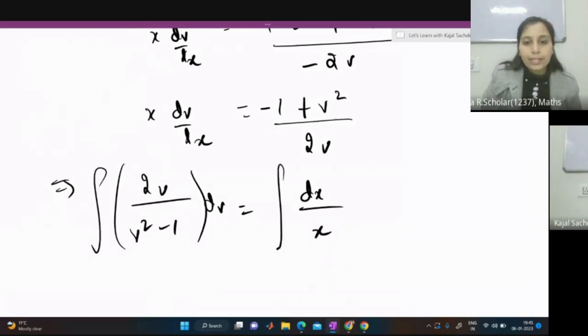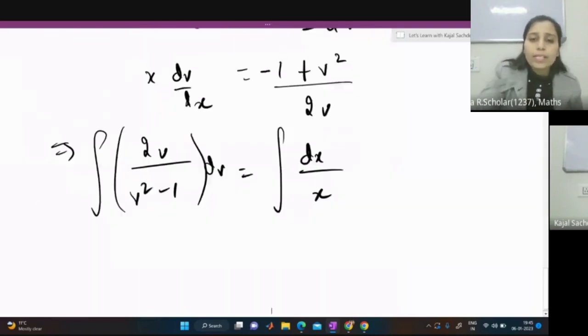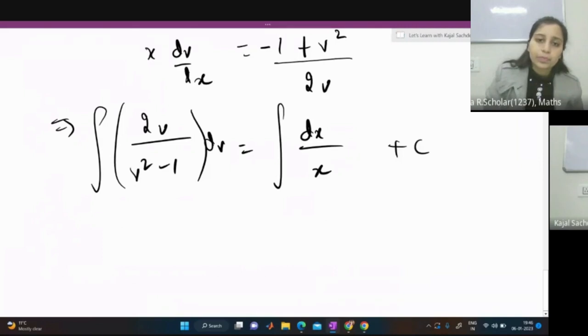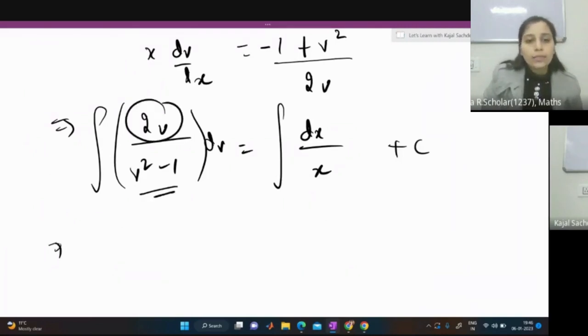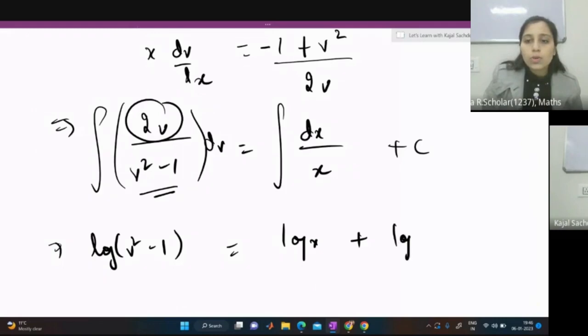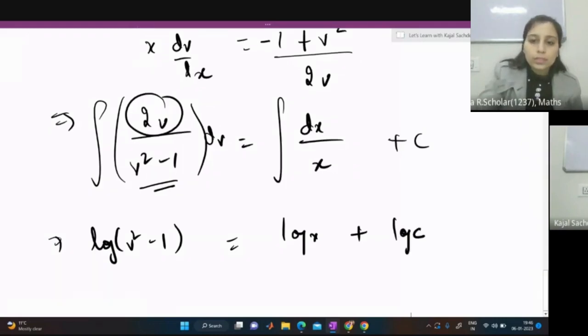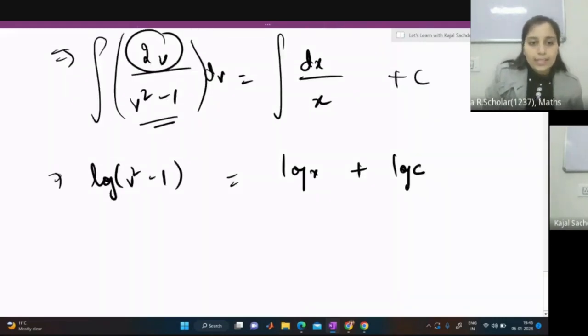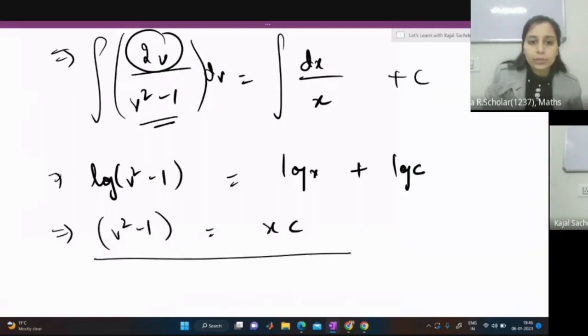Now we can integrate it. From here we can see that the differentiation of denominator is here 2. So directly we get the integration log of v square minus 1 is equal to log x, plus we can also choose constant as log c. Just cancelling the log from both sides. So here x into c.